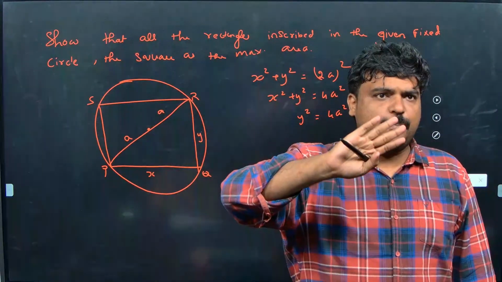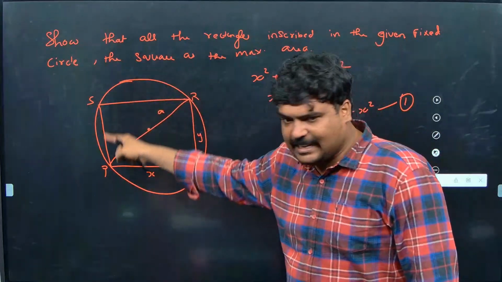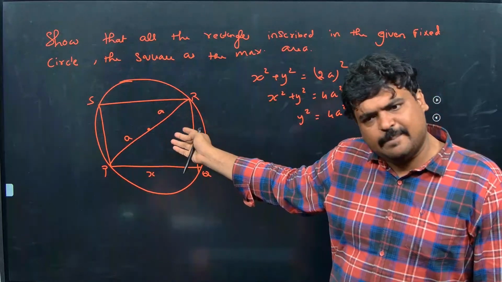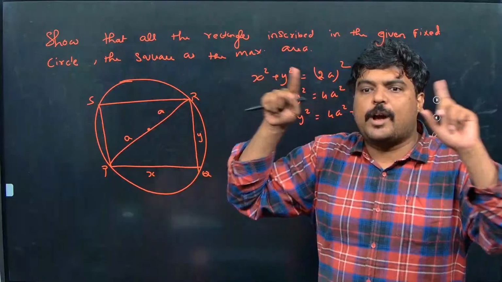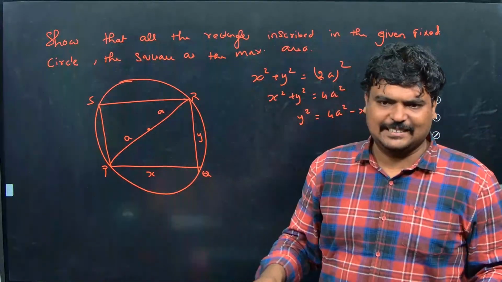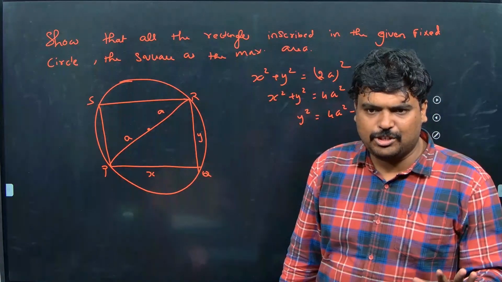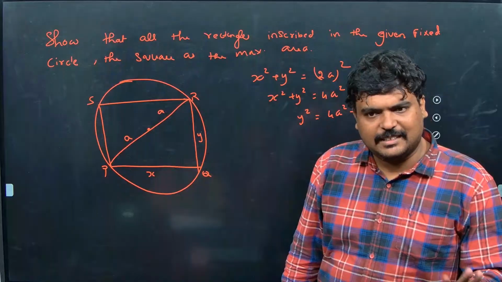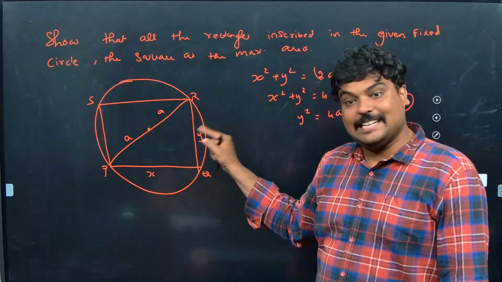First, do you understand what I need to prove? What I am supposed to prove? I want to prove that in a circle there may be many rectangles inscribed, and among them the square has the maximum value. For that, to prove that, I am taking a rectangle. All squares are rectangles, understand that first. All squares are what? Rectangles. So I have taken a rectangle and I have taken sides as x and y.